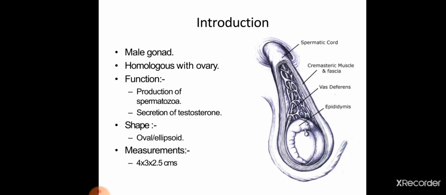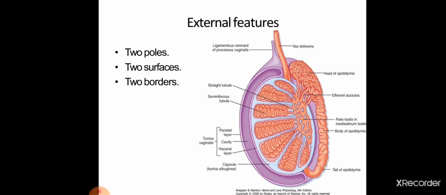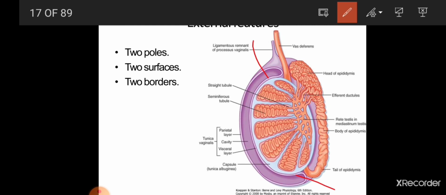Then we have the next male reproductive organ, that is the testis. It is a male gonad homologous with the ovary. Function is production of spermatozoa and secretion of testosterone. Shape is oval or ellipsoid. Measurements include length of 4 cm, breadth of 3 cm, and thickness of 2.5 cm. Now the external features of the testis include two poles, the upper and the lower pole, two surfaces, medial and lateral surface, and two borders, anterior and posterior border.